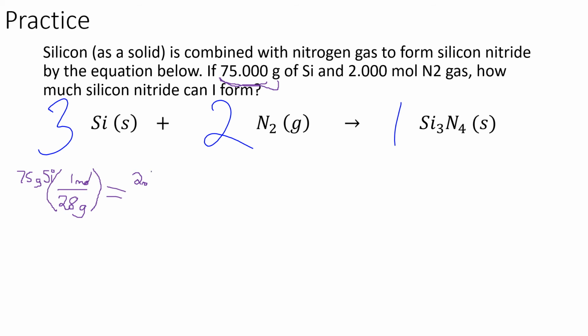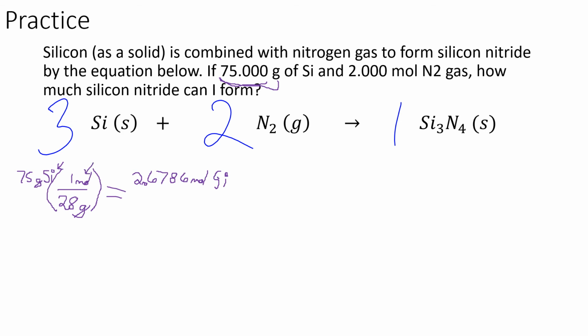So 2.6786 moles of Si. Now let's look at what I've marked out here. I cancel out just the grams part, leaving silicon and moles.